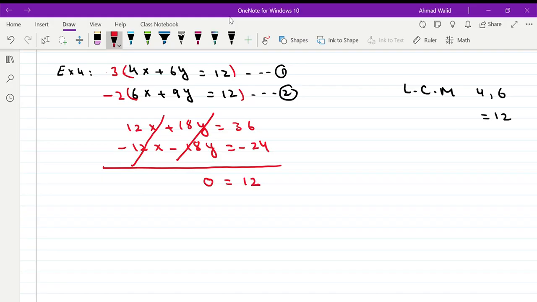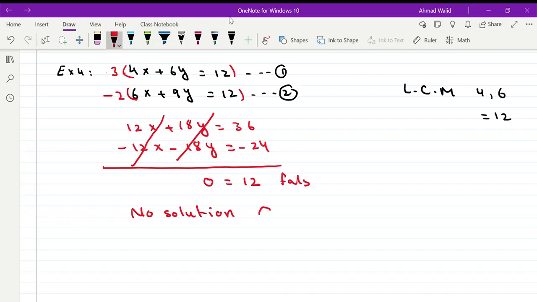Look at here. Is this a true statement or false statement? 0 equals 12. Is this true or false? You see, you end up with a false statement, correct? This statement is false. Every time that you end up with a false statement like this, the answer for the system of linear equations is no solution. Your answer is what? No solution.